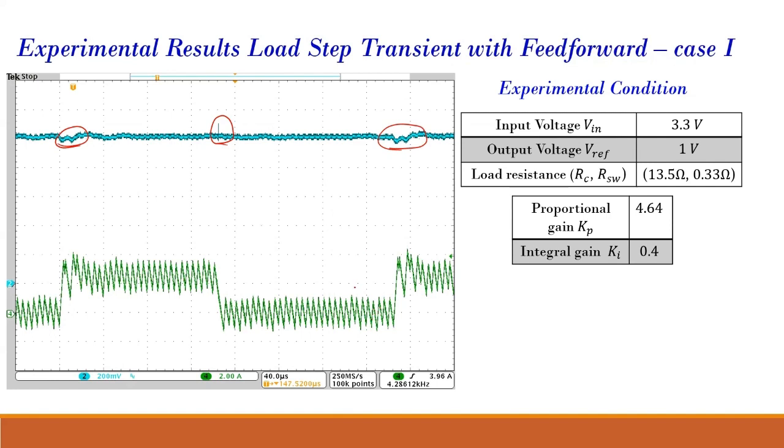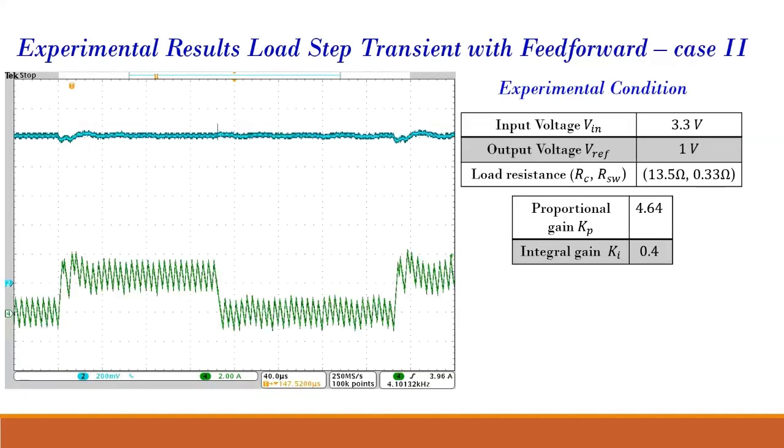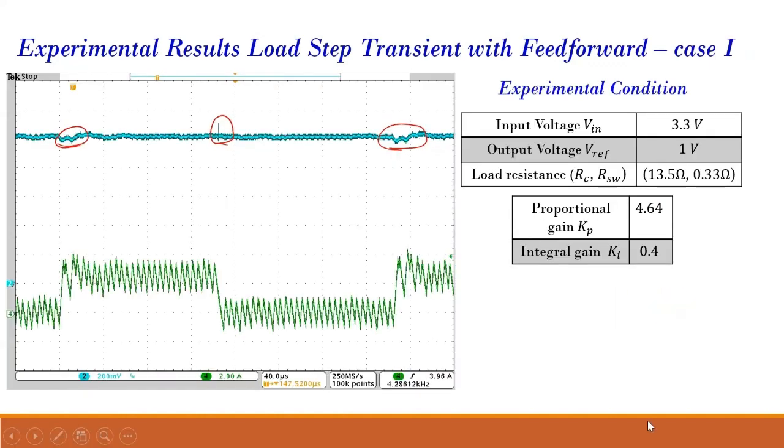Any queries? And the next case, case 2, where we are just using 90% of the load current, then also it is giving quite a good performance.